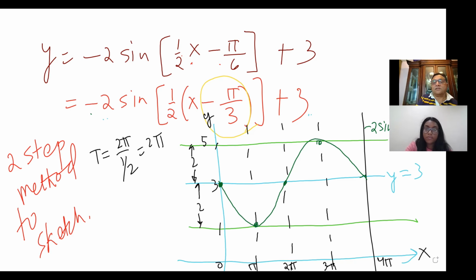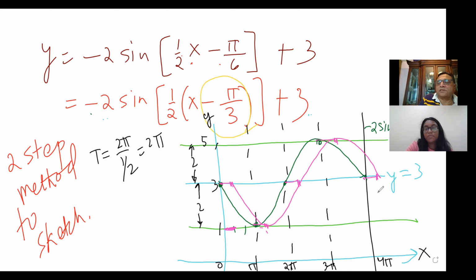Now, we'll do the translation of pi by 3 to the right. So this is pi. I'm dividing this into 3 equal parts, correct? So this much is my translation to the right, correct? So I'm translating each point to the right by pi by 3. Is that okay? And I'm just connecting these points.